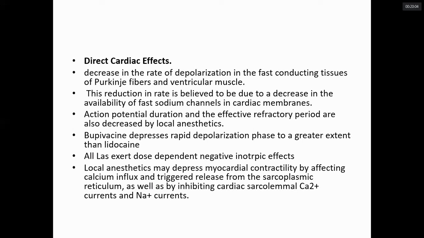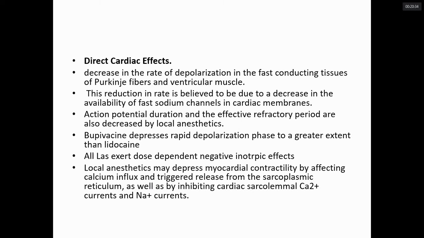And one thing to remember is bupivacaine. It is more cardiotoxic. Bupivacaine depresses the rapid depolarization phase to a greater extent than lidocaine. All local anesthetics also produce dose-dependent negative inotropic effect. Negative inotropic effect means effect on force of contraction. So all local anesthetics would decrease the force of cardiac contraction.